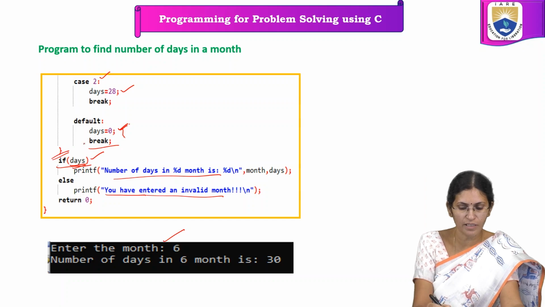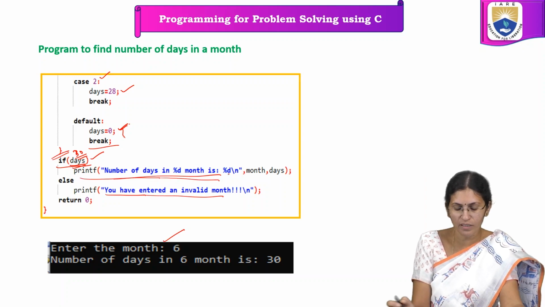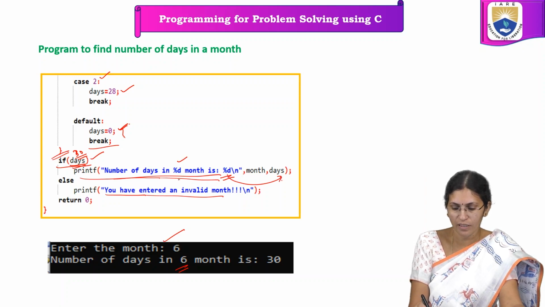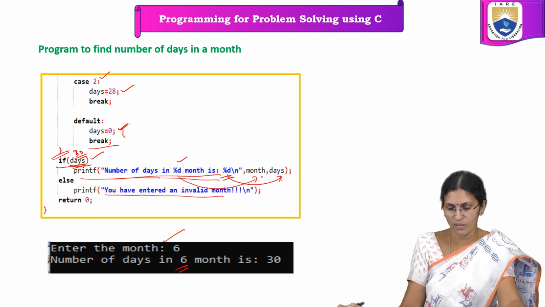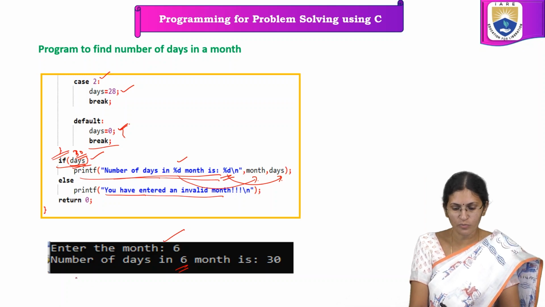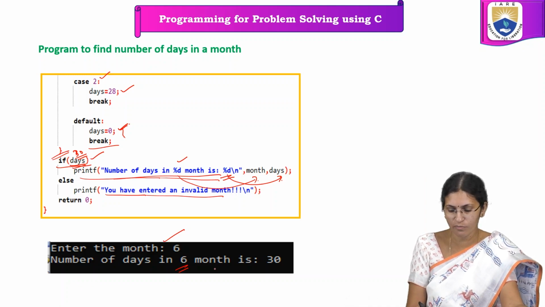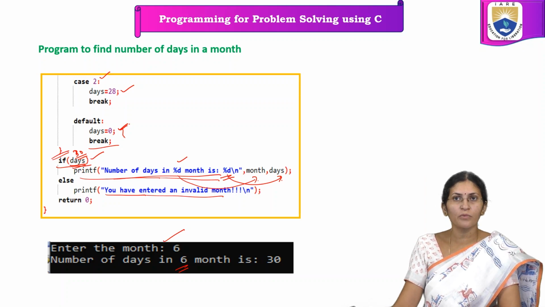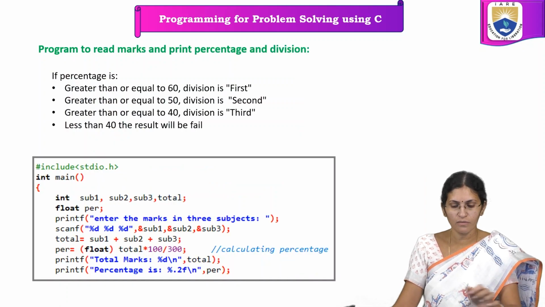So if days, that means 30 you have, this is a non-zero value, so this statement is true. So number of days in month %d. The first %d is 6, which we have entered, so in the 6th month is %d. The corresponding value is days, and for this the corresponding value is month. Therefore we will get the output as number of days in 6th month is 30. So this is how we can write a program to find out the number of days in a month.